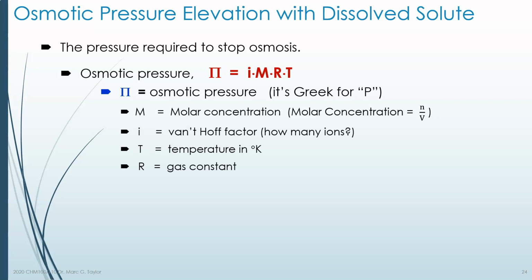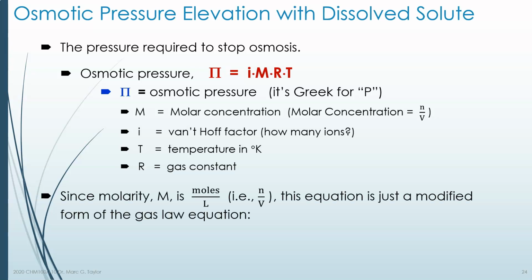T is the temperature, and temperature is always in Kelvin. And R is a constant, a universal fundamental constant called the gas constant. And I'll give you the values for that. So molarity is moles per liter, or n per V. That's another way to think of molarity.